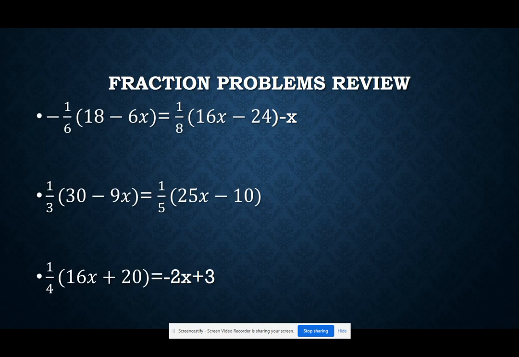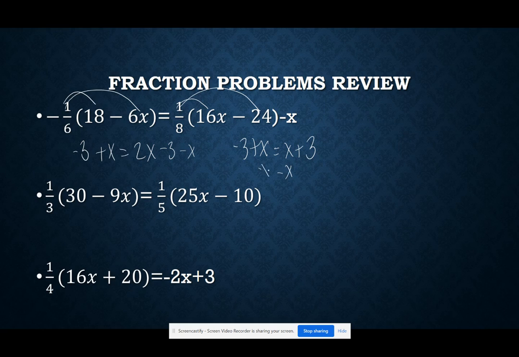Let's take a look at some fractions because sometimes we struggle with them a little bit. So if I distribute this in, 18 divided by 6 is 3. We have the negative, so it'll be negative 3. Negative 6 divided by negative 6 is 1, so plus x equals, this becomes 2x. This becomes minus 3 minus x. So let's combine everything we can on the right. Negative 3 plus x equals 2x minus x is x plus 3.